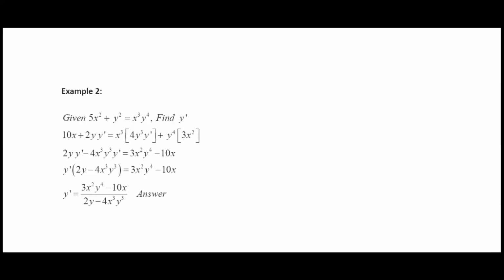Let's look at example 2. Find y prime. Derivative of 5x squared is 10x. Derivative of y squared is 2y. Put a y prime with it. Now here we need the derivative, so we're going to have to use our product rule, which is first times the derivative of the second. Well, the derivative of y to the fourth is 4y cubed. Put a y prime with it. Plus the second, y to the fourth, times the derivative of x cubed, which is 3x squared.